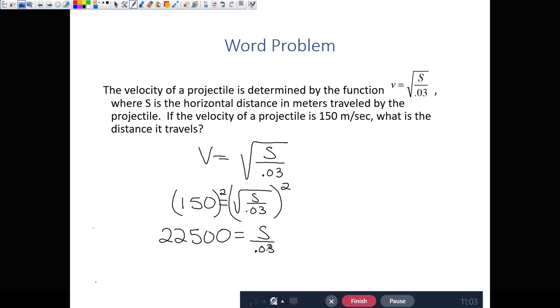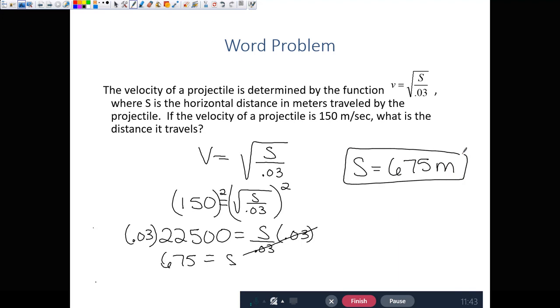What do I do when I have a number on the bottom of a fraction? We eliminate a fraction by what? Multiply by our LCD. What would be my LCD here? 0.03. So I'm going to multiply both sides by 0.03. My 0.03s will cancel out. And what's 0.03 times 22,500? 675 equals s. So s equals 675 meters. This is a word problem, so we need a unit of measure.